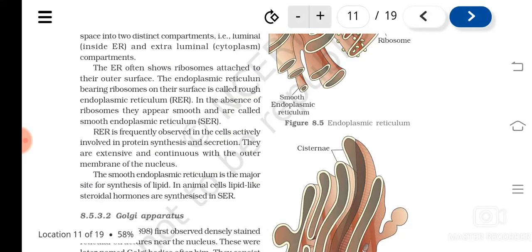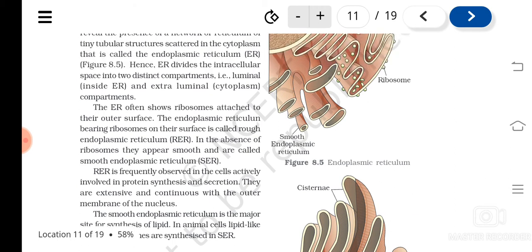The main function of the smooth endoplasmic reticulum is the synthesis of lipids, like cholesterol and, in animal cells, steroidal hormones, which are secreted by the SER.